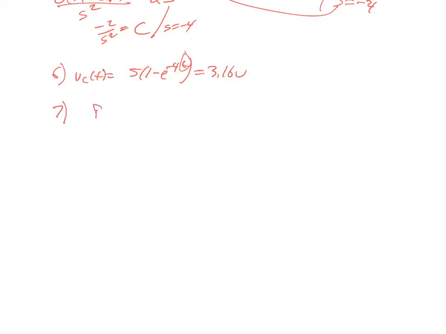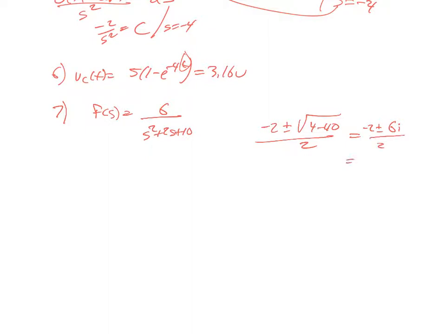Number 7, we have an F of s equals 6 over s squared plus 2s plus 10. I don't know what the roots are, right? So I'm going to go ahead and factor them, or try to factor them by using the quadratic equation. So negative b plus or minus the square root of b squared minus 4ac all over 2a is negative 2 plus or minus the square root of negative 36, right? Which is 6j, all over 2, is equal to negative 1 plus or minus 3j. So F of s is equal to 6 over s minus the real part of the root, plus the imaginary term squared.